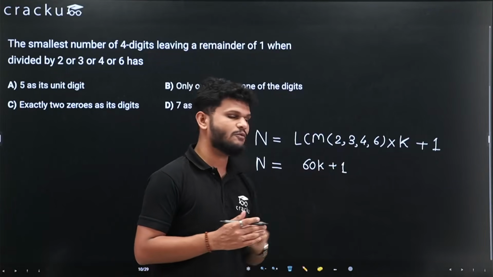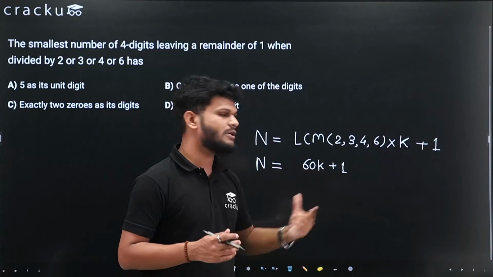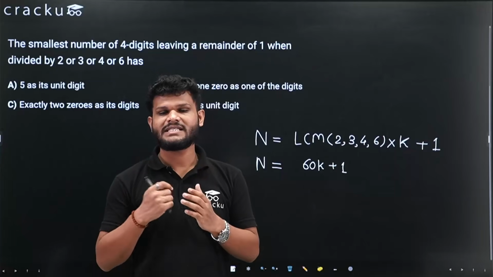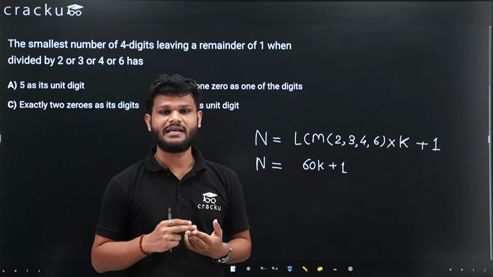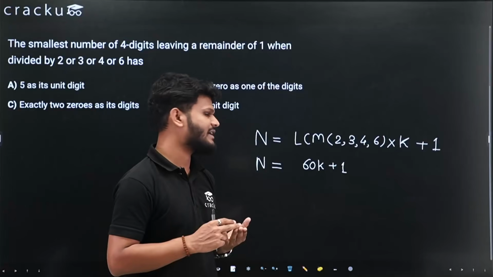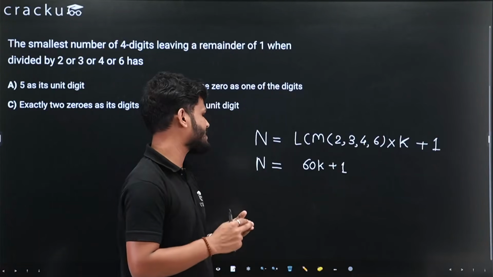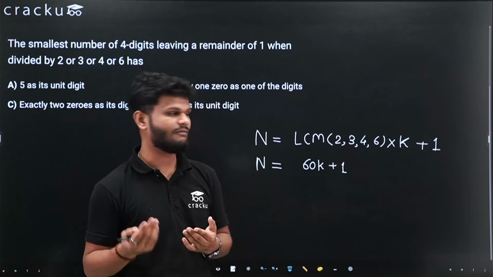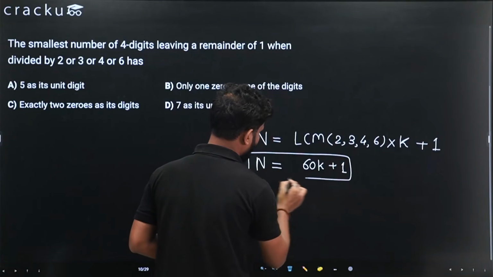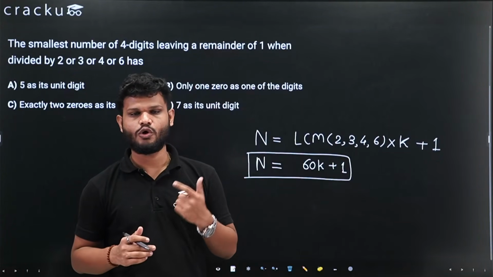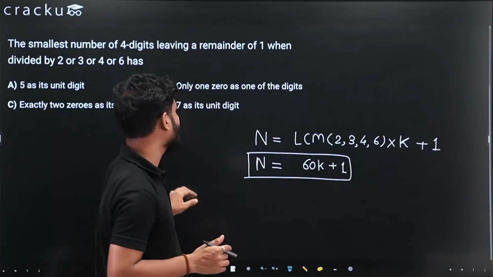If you put k is equal to 1, then n will be equal to 61. When 61 is divided by 2, the remainder is 1. When 61 is divided by 3, the remainder is 1. When 61 is divided by 4, the remainder is 1. When 61 is divided by 6, the remainder is still 1. So any number of this form will leave the remainder of 1 when divided by 2 or 3 or 4 or 6.